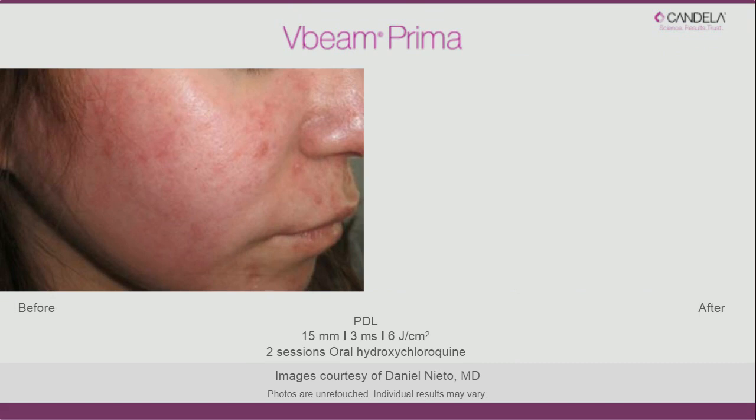This is also a 25-year-old patient with lupus rosacea, a mixed form of erythematous rosacea, also with papules and pustules located on the face. She was also taking oral hydroxychloroquine for the treatment of lupus, and I decided to use the 15 millimeter spot, 3 milliseconds, and just 6 joules per square centimeter due to the very inflammatory condition that she was having when she came to the clinic.